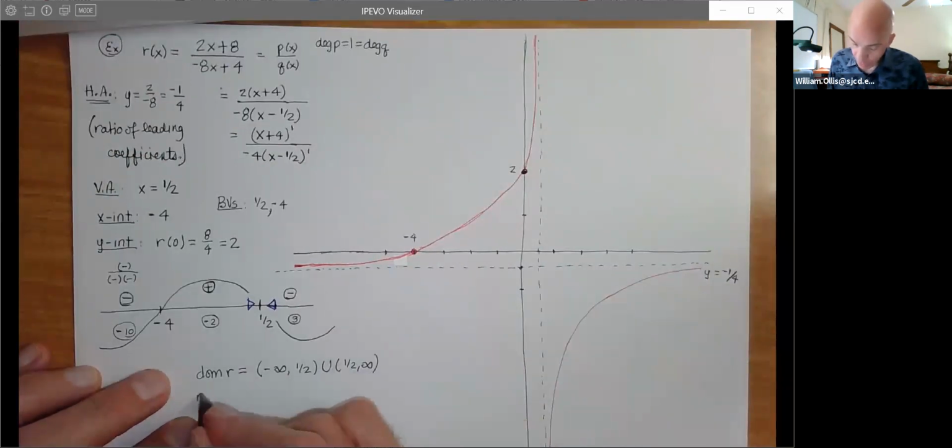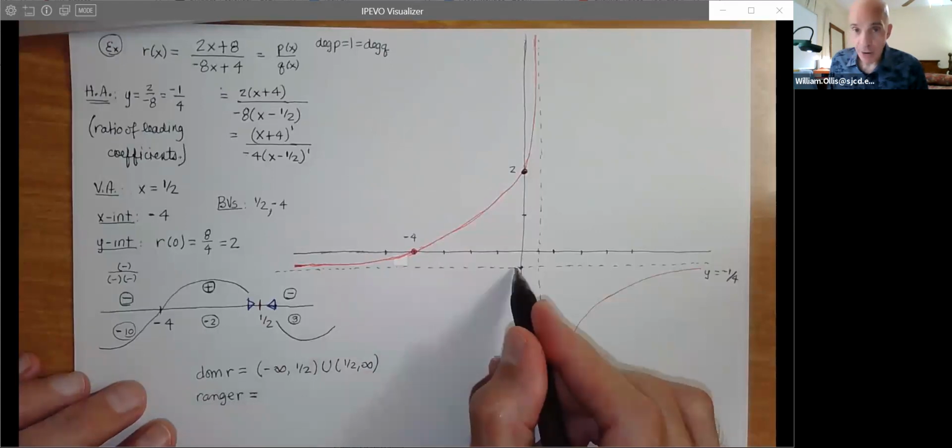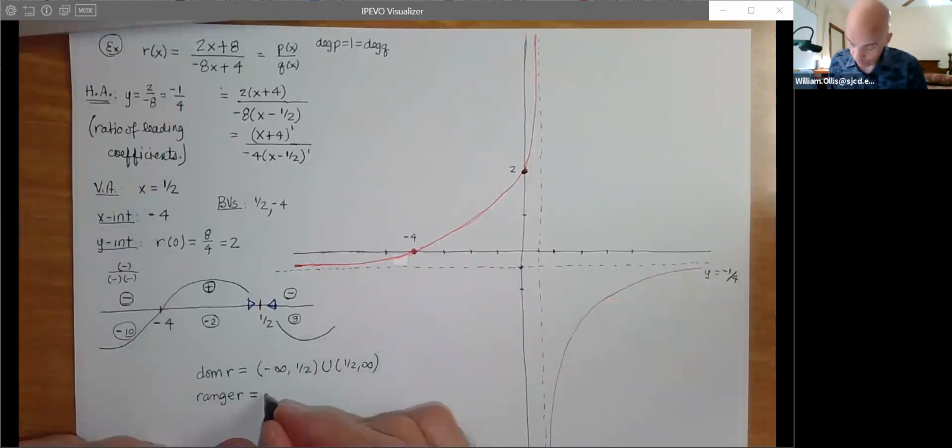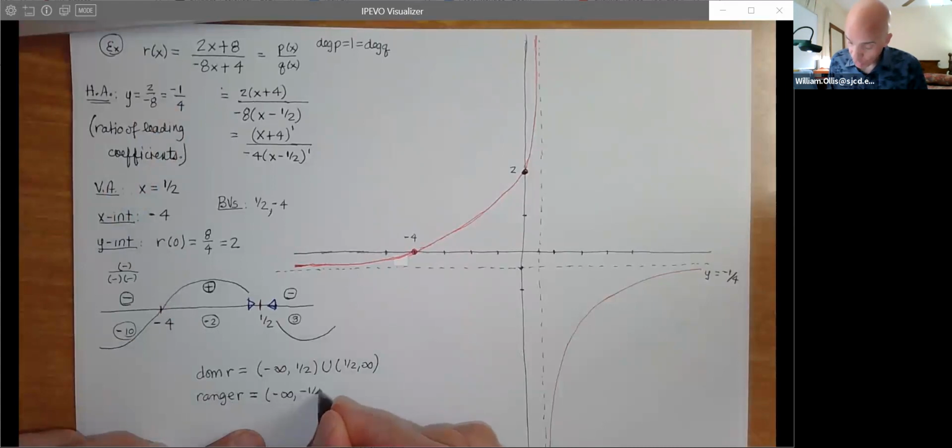And then the range, it appears, in this case, and we could prove this, that we never hit the output of what? The horizontal asymptote, negative 1/4. Even though in other rational functions, we could actually hit the horizontal asymptote.